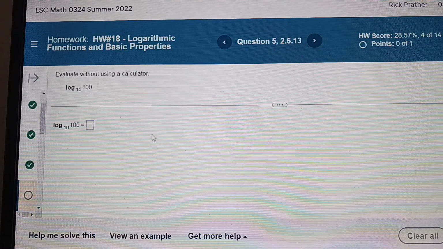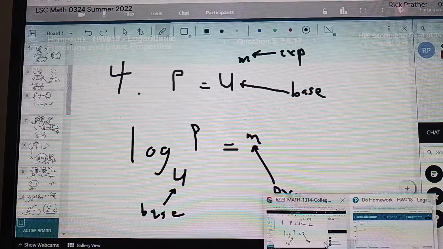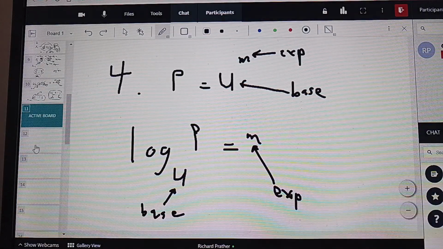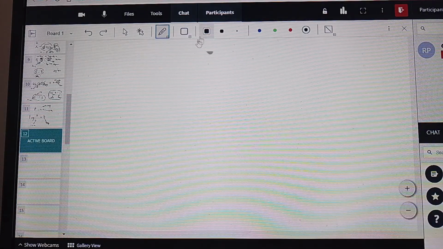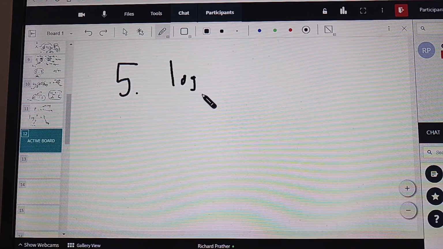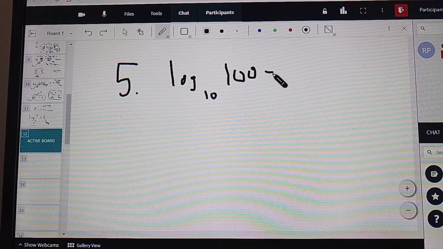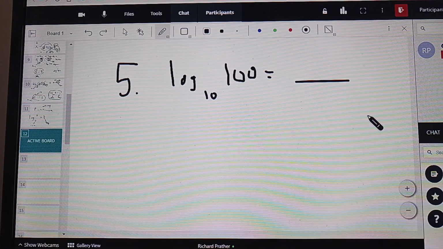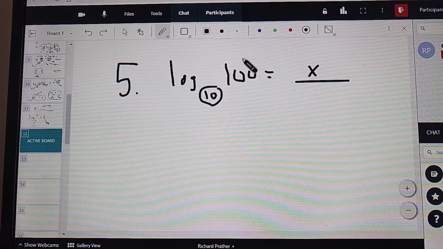Okay, evaluate without using a calculator, and in fact, you may not be able to use a calculator on some of these, so that's why you should learn how it's done without one. Log base 10 of 100 equals blank is the question. If one of the 3 slots is blank, and there can't be more than one blank, I just put an X in that slot because that's what I want to find. Now I've got my 3 parts of a log.